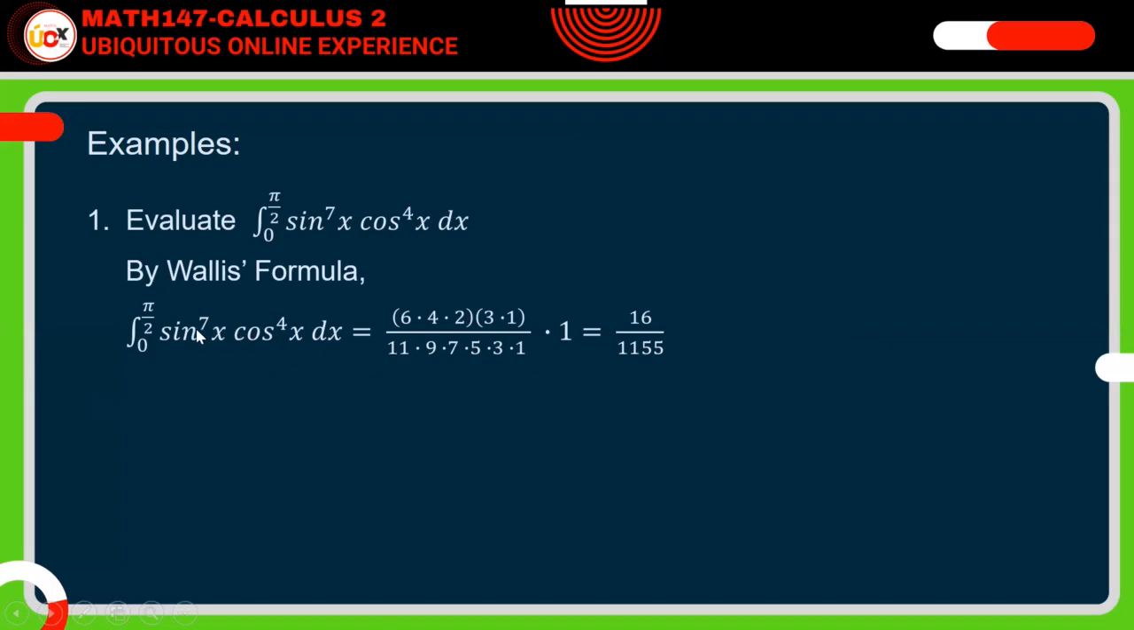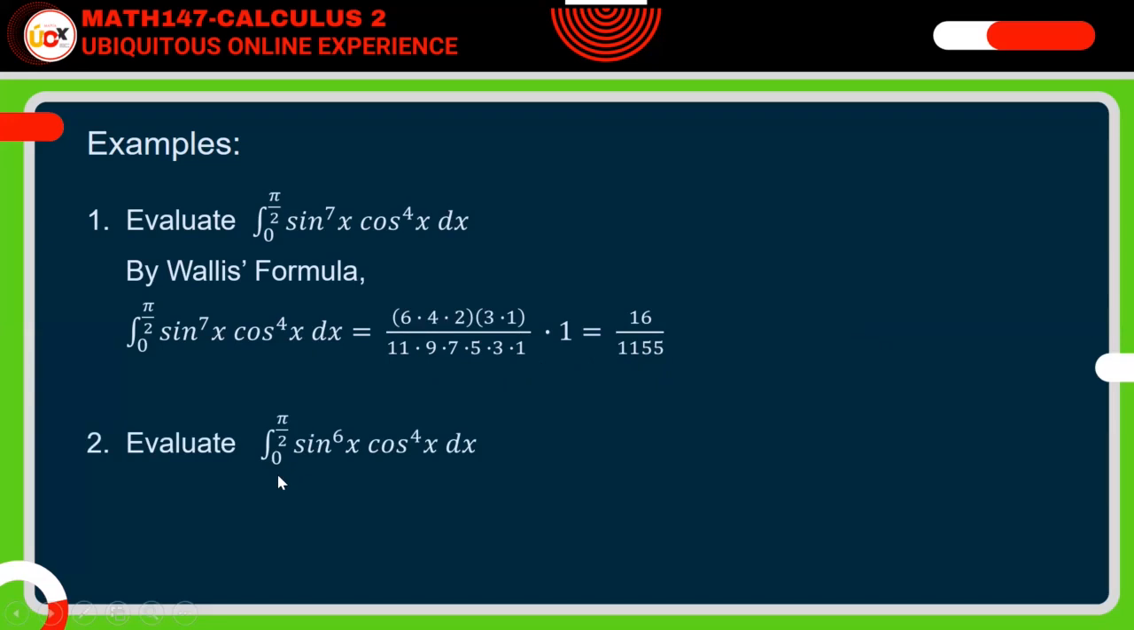And then the denominator is the factors starting with the sum of 7 and 4, which is 11. So subtract 2 at a time, 11 times 9 times 7 times 5 times 3 times 1, and then we multiply it by alpha. Since the exponents of sine and cosine are not both even, alpha is equal to 1. Hence, by Wallis' formula, the integral is equal to 16 divided by 1,155.